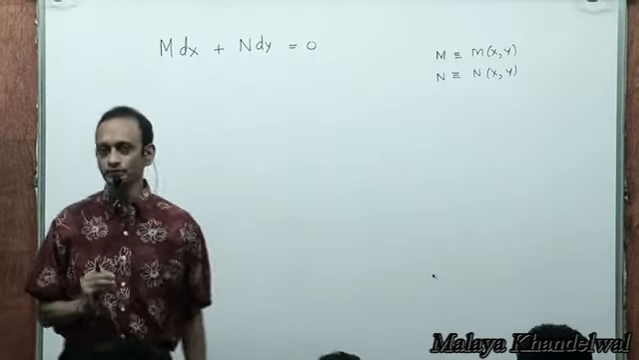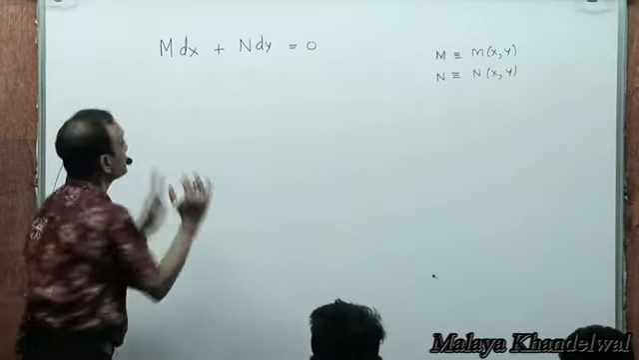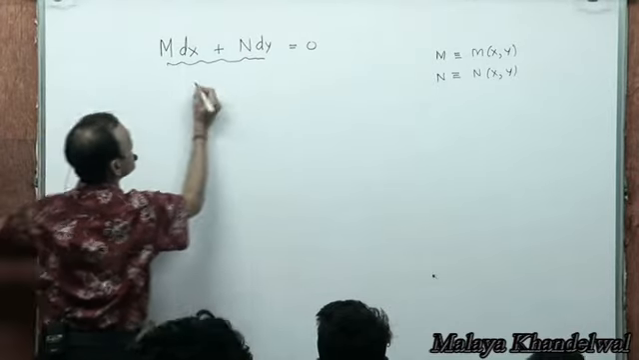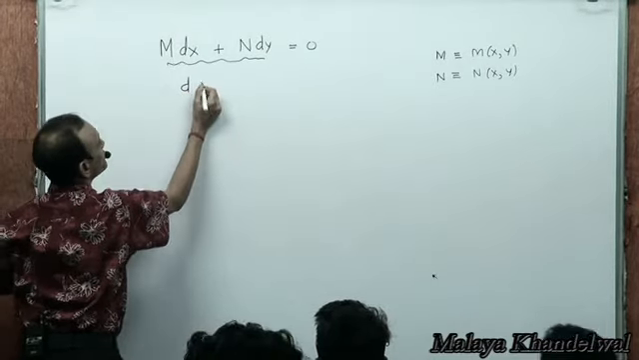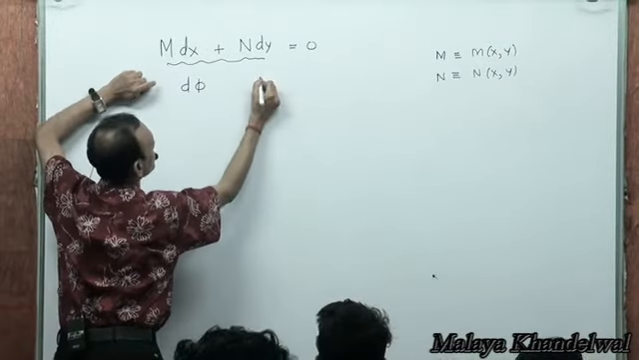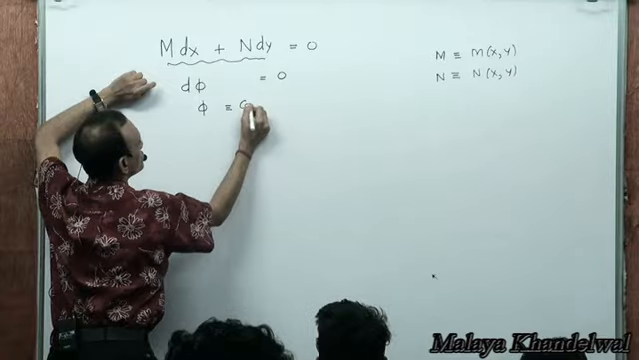And I told you, you could write this as an exact differential. That means M dx plus N dy, under certain circumstances, could have been written as d of phi. This equal to 0 would have given me phi equal to a constant, right?